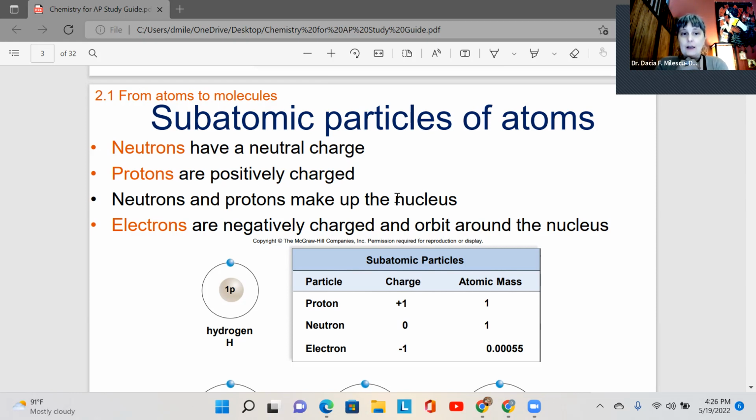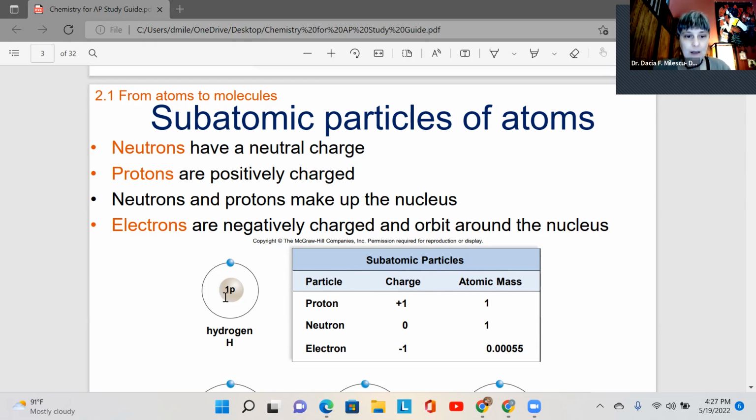Now, guess what? The neutrons and the protons make up the nucleus, but surrounding that nucleus are electrons, which are the opposites, kind of like when you think of batteries, right? And you put them in and you see the positive and the negative. Same thing, electrons are negatively charged, and basically they're going to be the opposite charge of what the protons are.